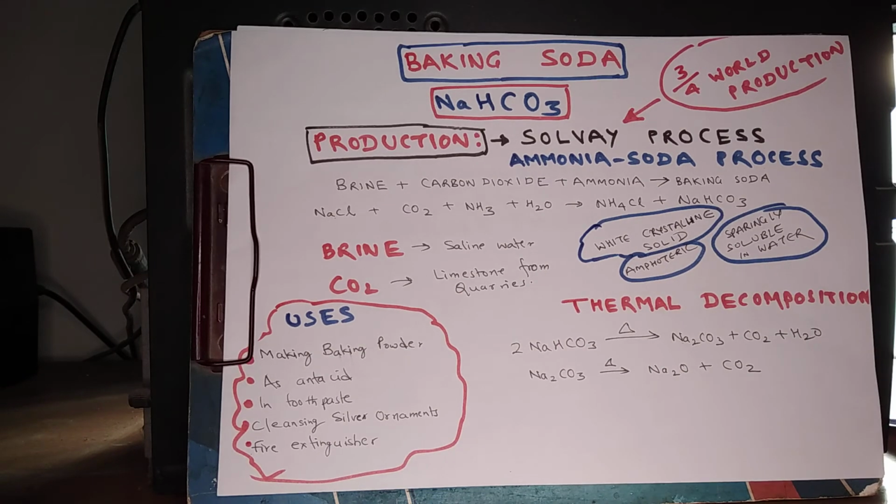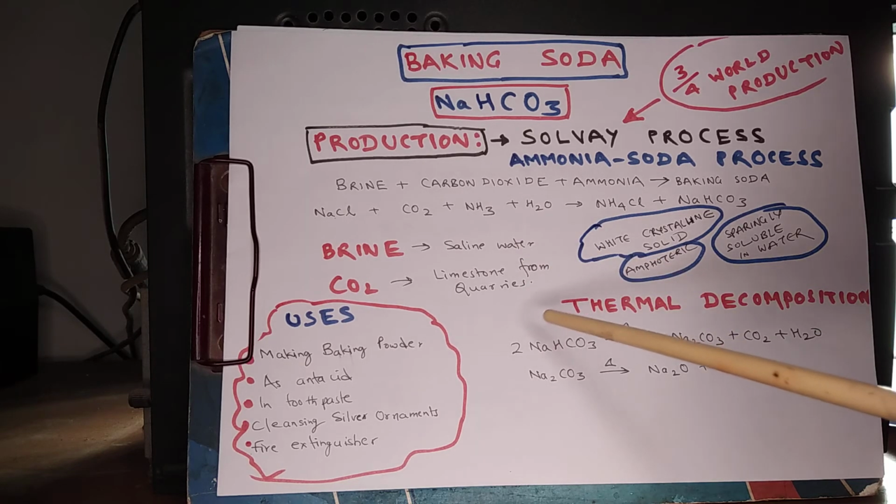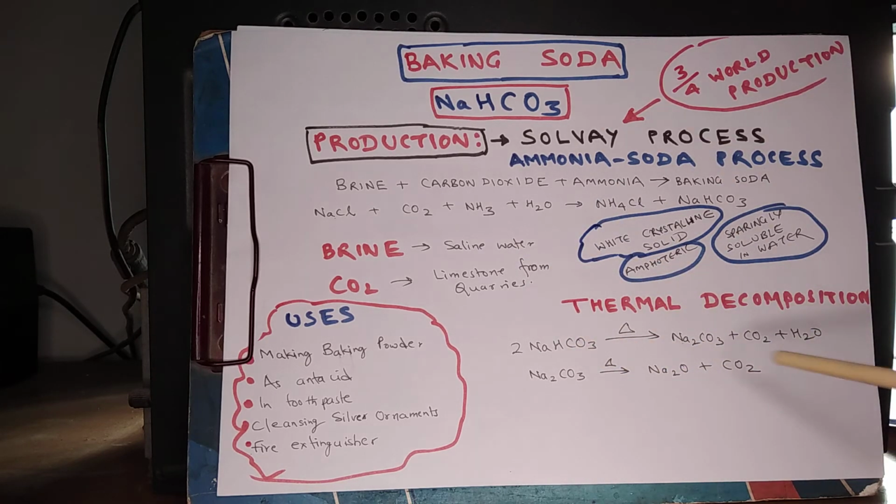In fact, it is an important ingredient of toothpaste, for cleaning silver ornaments, and also in fire extinguishers. Now, thermal decomposition of baking soda is an important aspect. What happens when baking soda is heated? It gives sodium carbonate, carbon dioxide and water. So the reaction is 2NaHCO3 gives Na2CO3 + CO2 + H2O. When sodium carbonate is further heated, it gives Na2O, that is sodium oxide, and carbon dioxide.